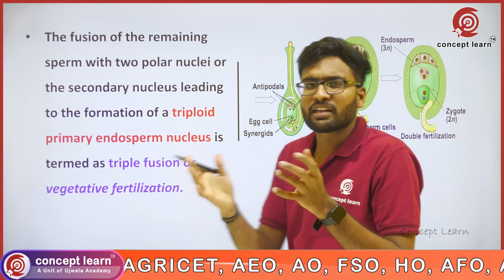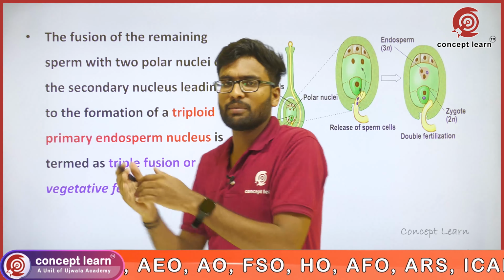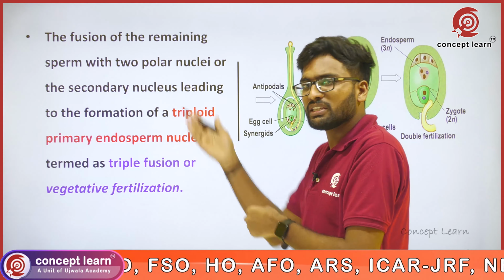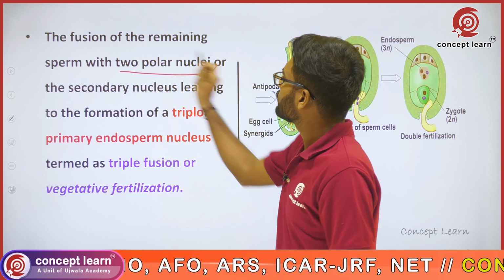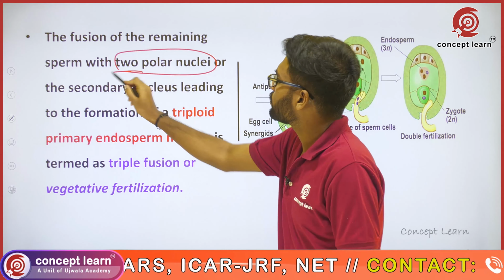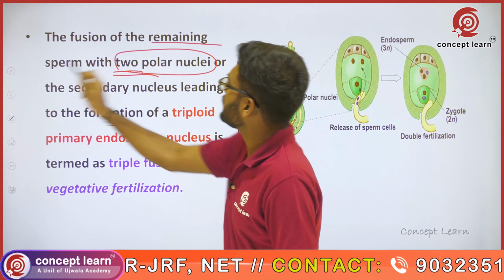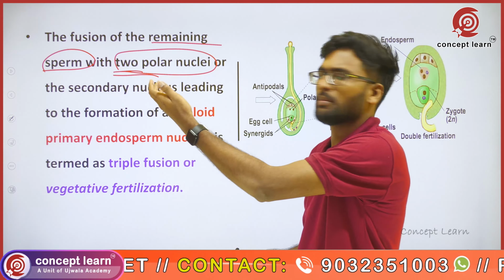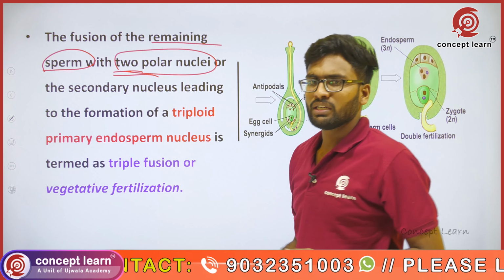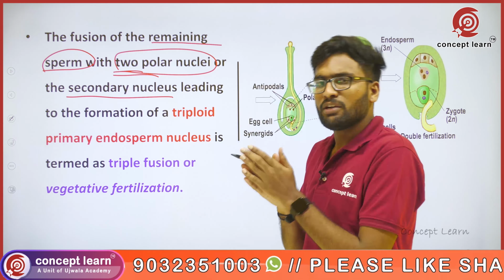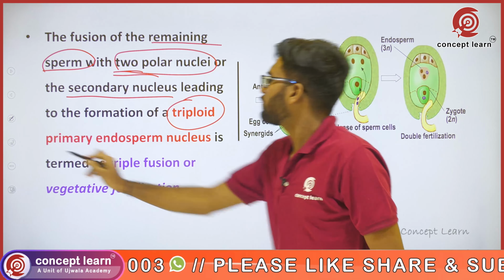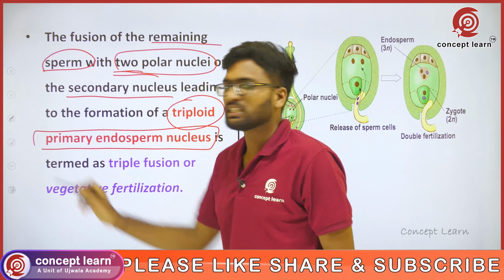Fusion of the remaining, means second, male gamete with the polar nuclei. How many polar nuclei? Two polar nuclei. Fusion of the remaining male gamete with the two polar nuclei or secondary nucleus, and formation of triploid primary endosperm nucleus is known as triple fusion.